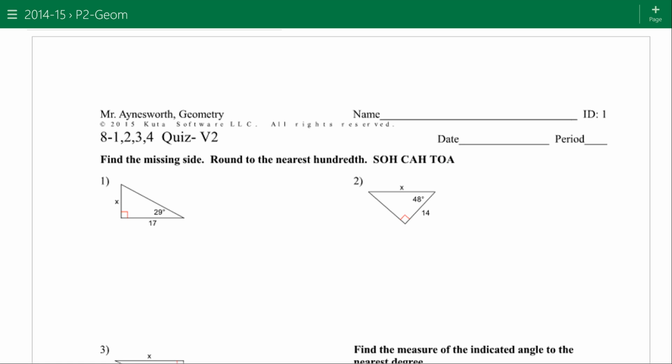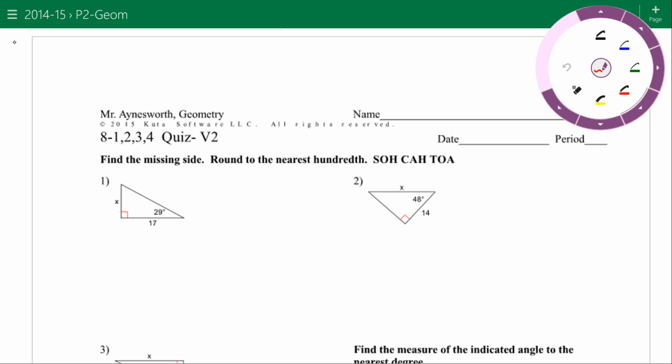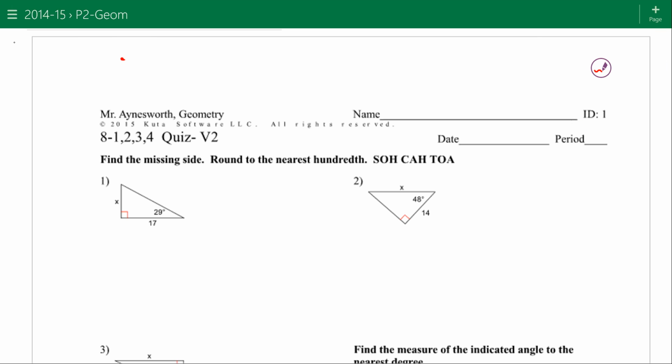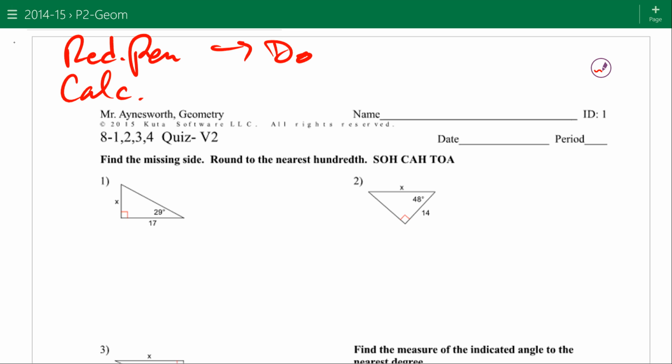Okay, everybody, this is Mr. Ainsworth, and we're going to get into your quiz corrections here on Chapter 8, Section 24, Quiz Version 2. So let's take out your red pen and do some of the annotations in red. Let's also take out your scientific calculator, and remember, we're going to do all corrections for you.